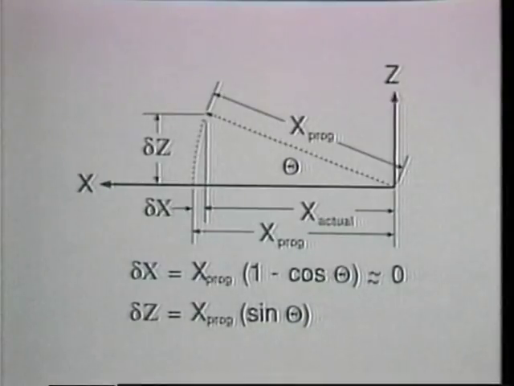Notice that the squareness error also produces an x-axis position error. However, the x-axis error component equals the programmed x-axis position times the quantity of 1 minus the cosine of the squareness error angle. Since the cosine of a very small angle is nearly 1, the x-axis position error is negligible for small angles and moderate values of programmed x-axis positions.